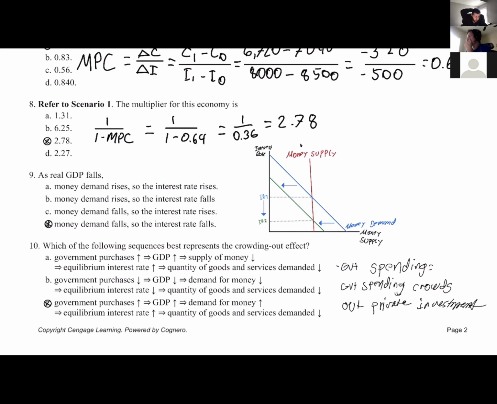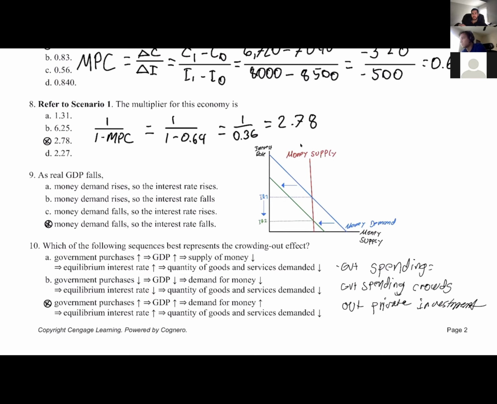And number 9, as GDP falls, what happens? The money demand falls. And as you can see, the money supply is untouched, and the interest rate will fall, because think about it like this: when GDP falls, like during COVID or during times of depression or recession, people will not want to go out and spend all their money. They're going to probably try to just save, and there's not really that demand for money.